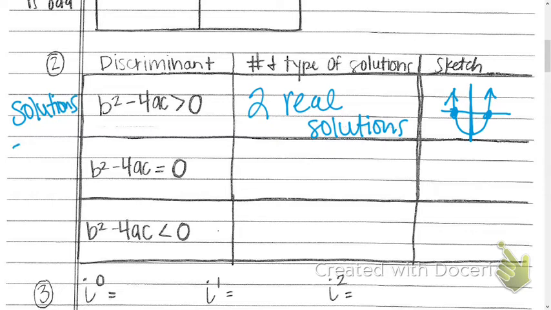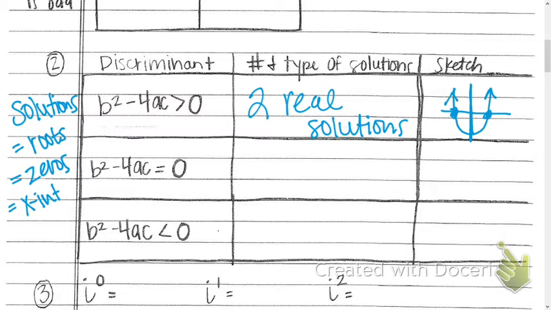So maybe on the left side of number 2 or above number 2, write solutions equal roots equal zeros equal x-intercept. Because on the test, there's a couple of different questions, but they all ask the same thing, but they use different terminology.